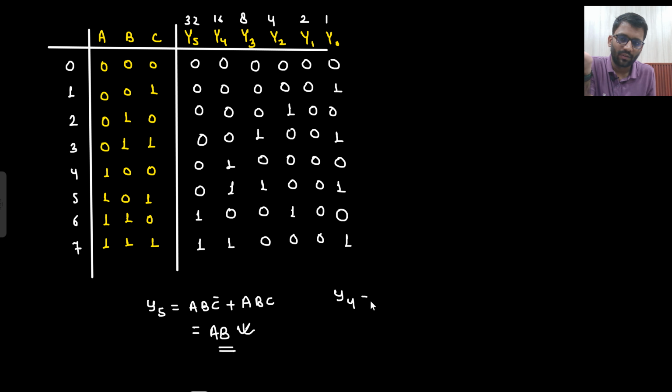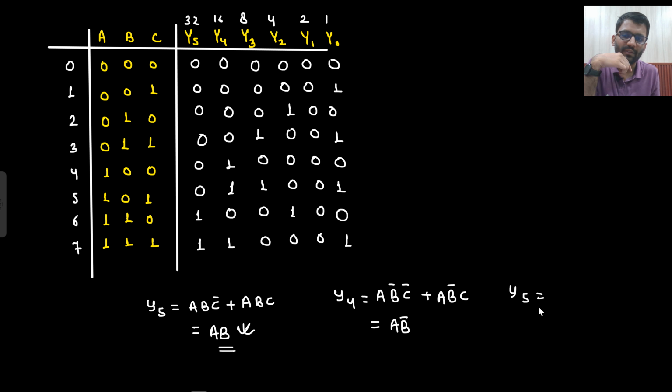What about y4? For y4, you can see a into b bar into c bar plus a into b bar into c. So you can take ab bar common. So c plus c bar is 1. This is your y4.